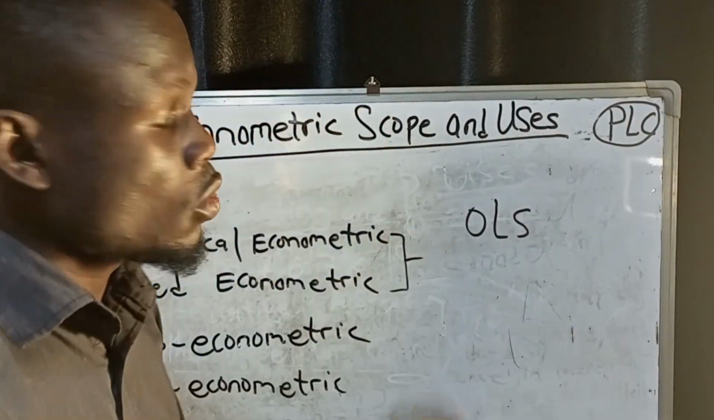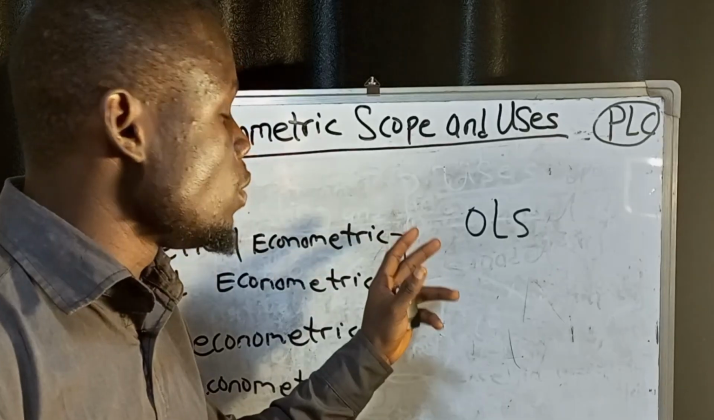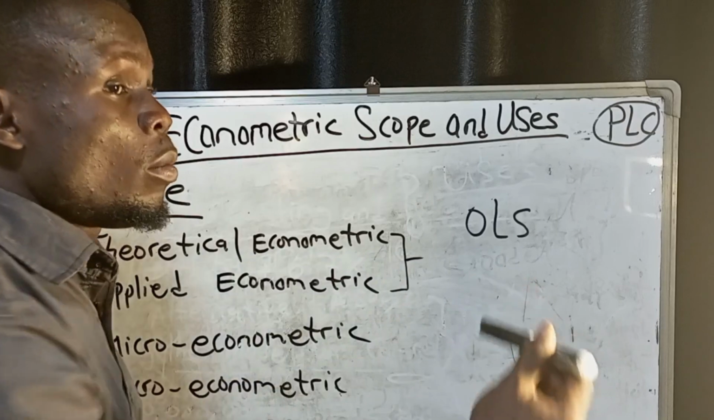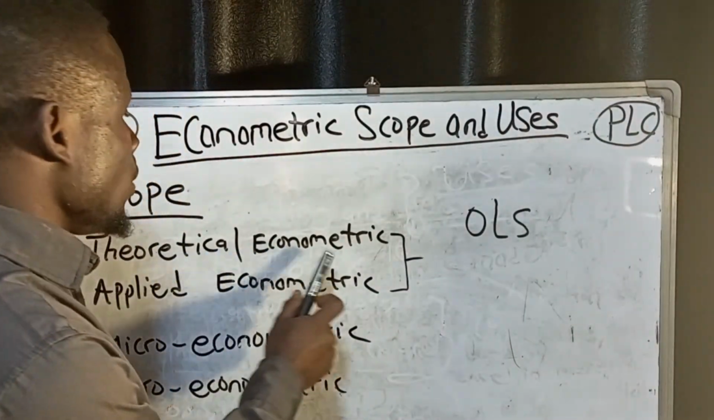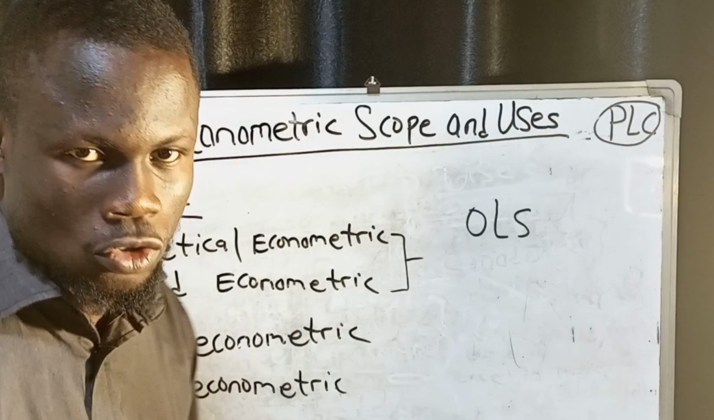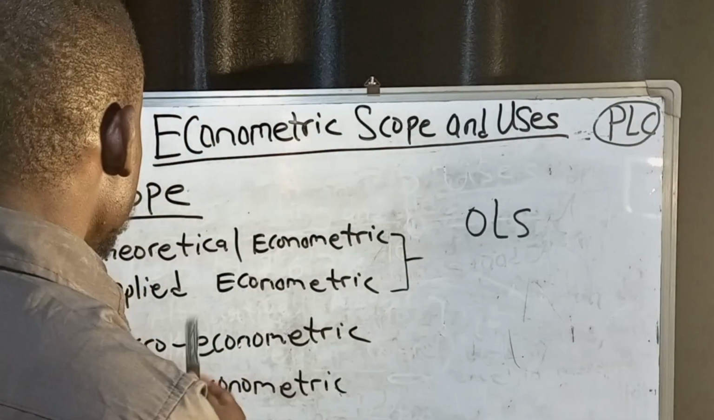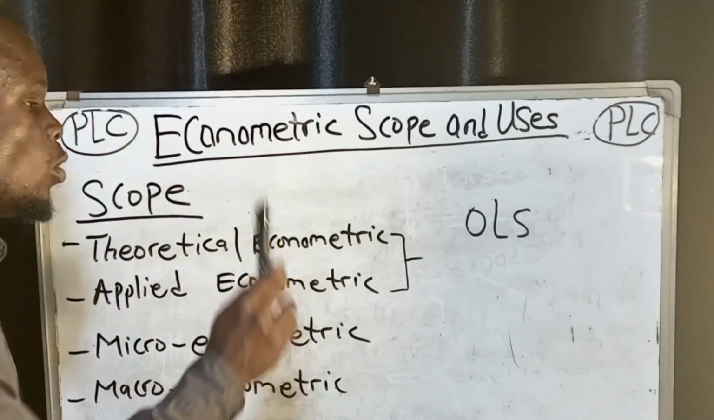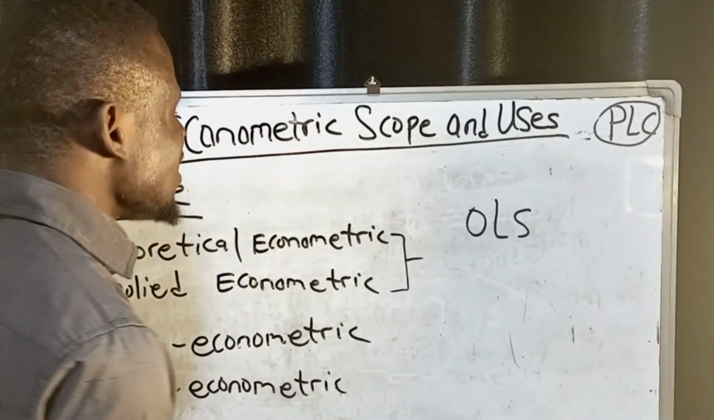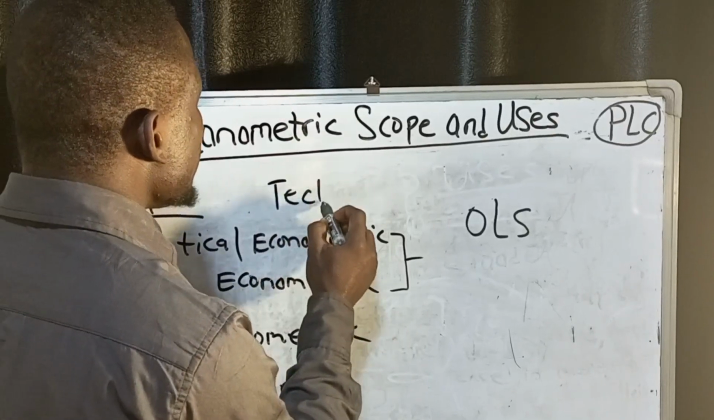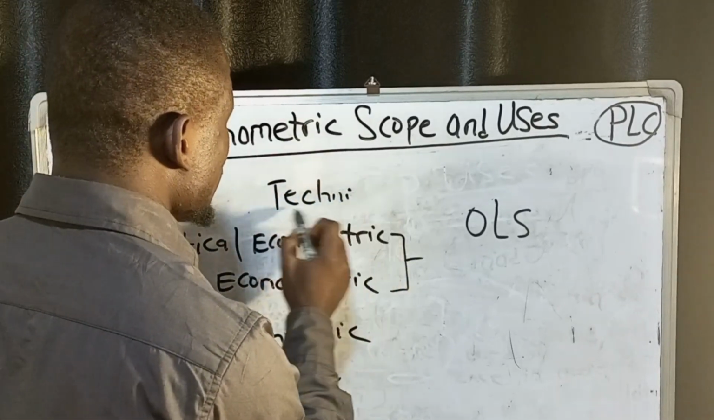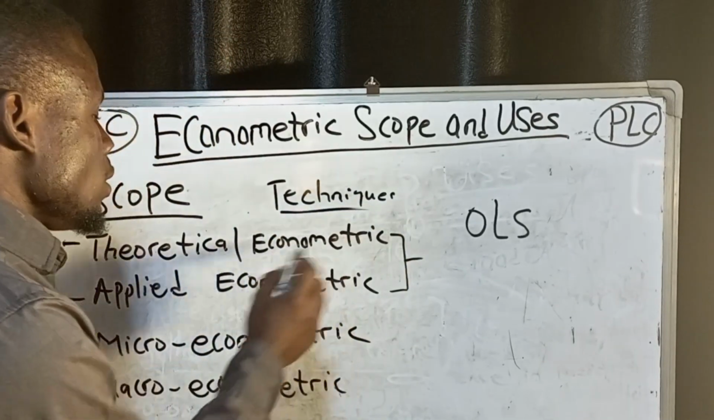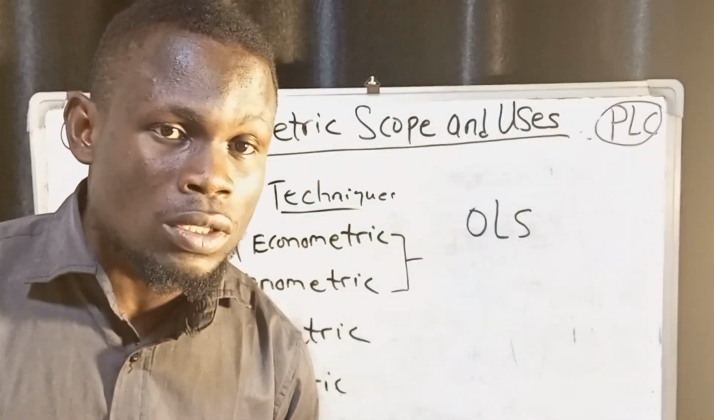There are certain assumptions of the ordinary least squares method of regression analysis. If these assumptions are not met, theoretical econometrics helps us to know the implications when these assumptions are not met. In other words, to put it very simply, what the theoretical econometrician is concerned with is the techniques of econometric analysis.